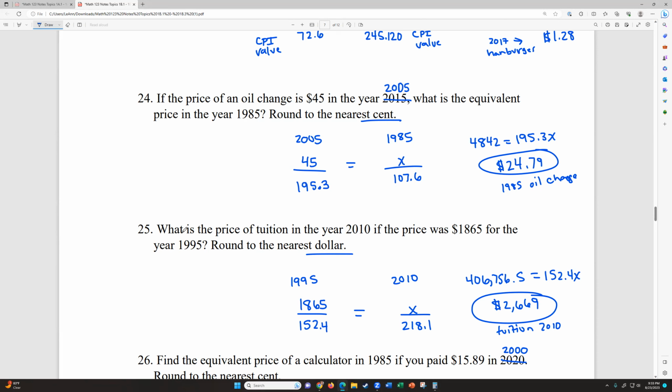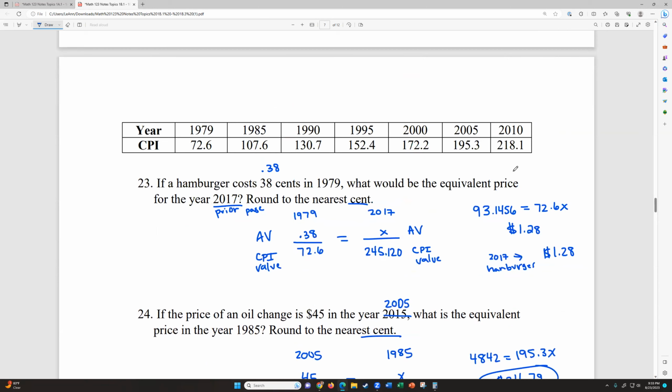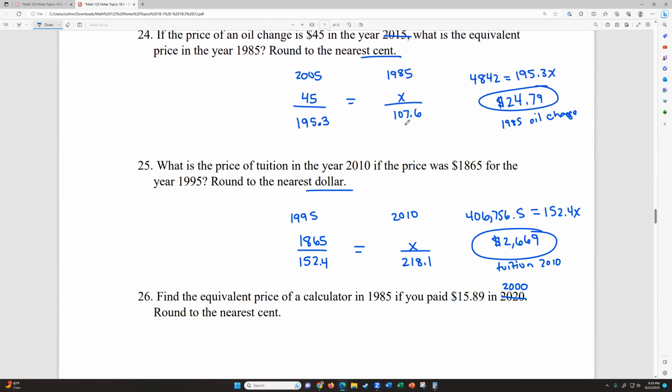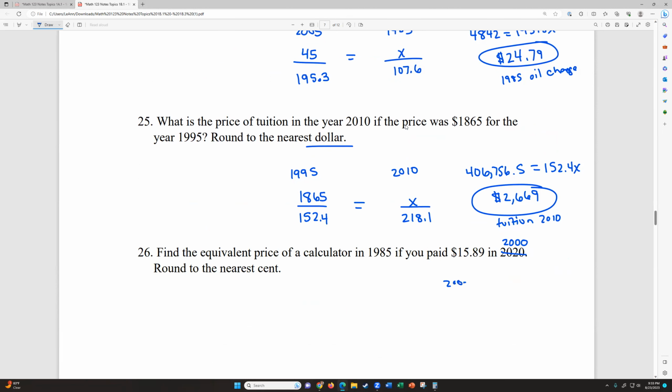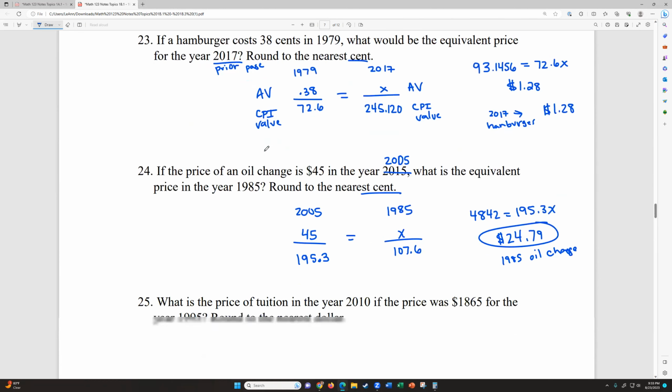All right, we have just a couple more of these. Find an equivalent price of a calculator in 1985 if you paid $15.89 in 2000. Remember, I had to change that because my chart didn't have the right length to it. It was missing 2 things. So 2000 is 172.2 for the CPI. That goes in our bottom. The actual price of that calculator that year was $15.89. I want to know how much a calculator cost in 1985. So I need the 1985 CPI value, which is 107.6.